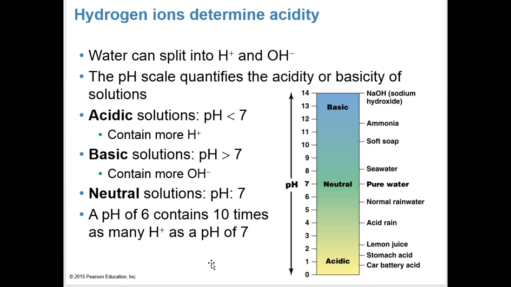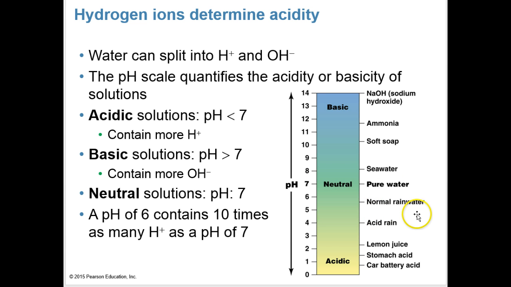In any aqueous solution, that's one that contains water, a small number of water molecules split apart, each forming a hydrogen ion, an H+, and a hydroxide ion, an OH negative. The product of hydrogen and hydroxide ion concentrations is always 10 to the negative 14th. Therefore, as one increases, the other decreases. Pure water should contain equal numbers of those ions, each at a concentration of 10 to the negative 7. So we would say that pure water is neutral, right here in the middle.